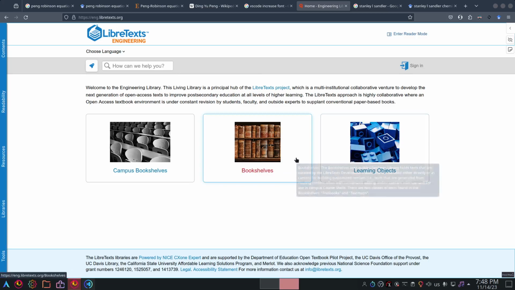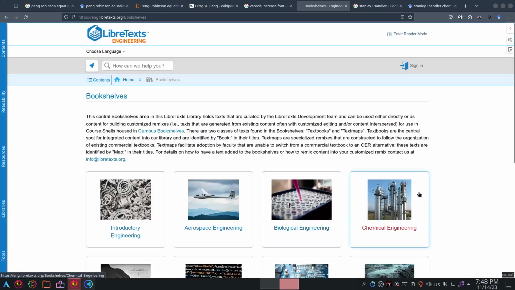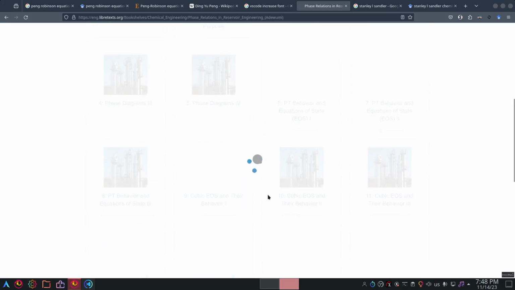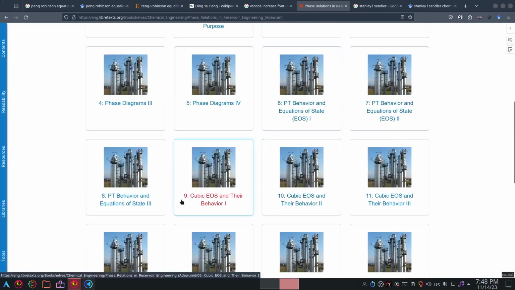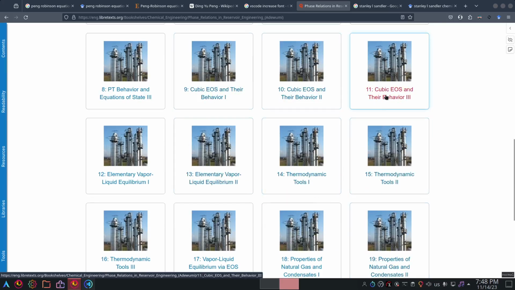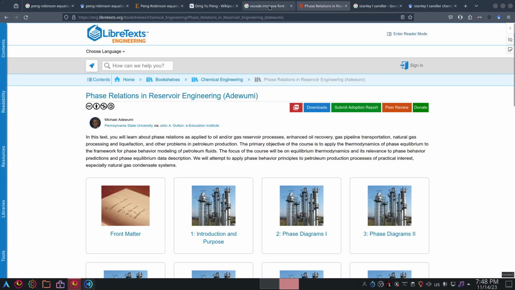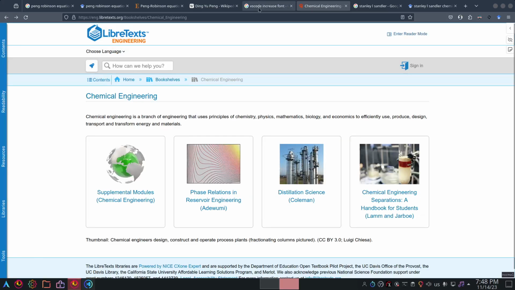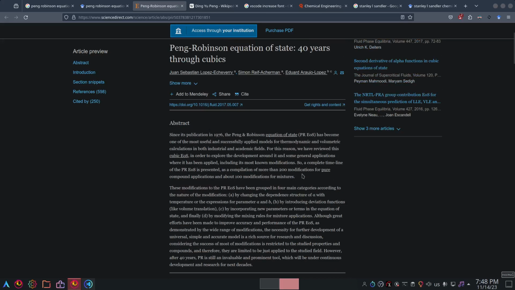First of all, LibreTexts is a great option. You just go to chemical engineering, go to phase relations in reservoir engineering. You will find stuff inside, I think, cubic EOS and their behavior. I think chapter 10 or 11, can't remember exactly which one it is. You can go and take a look at it yourself. Of course, this is a very short chapter.